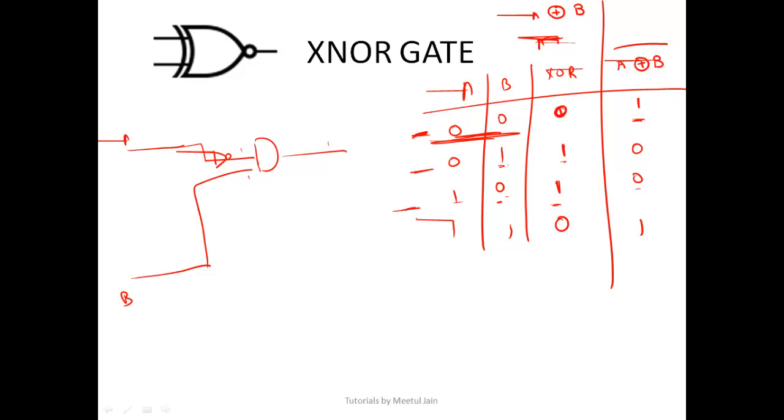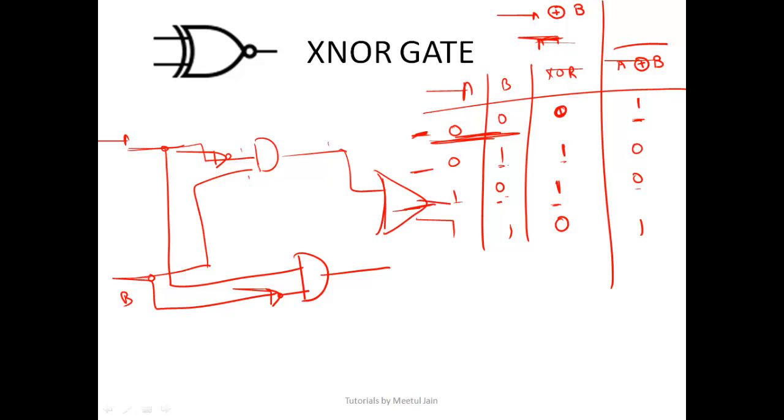If A is 1 and B is 0, the output should be 1. Probably I should add another gate here. This should satisfy this condition, and both are obviously connected with an OR gate. And if both are 1, the output should be 0. If both are 1, it would be 0 and 1 above, and here it would be 1 and 0. So yes, this holds true for all the conditions.